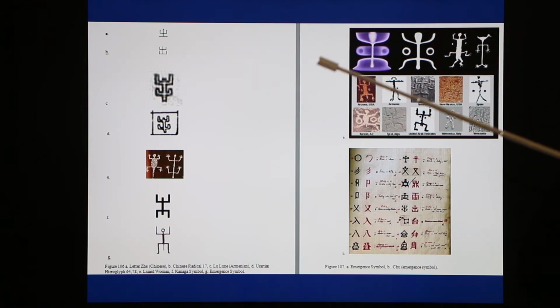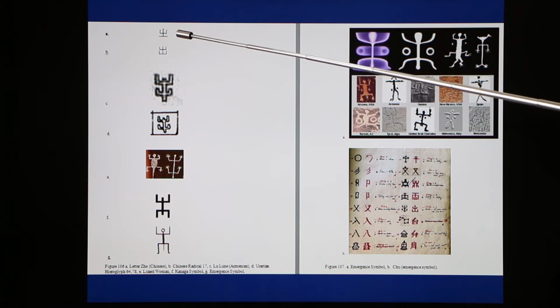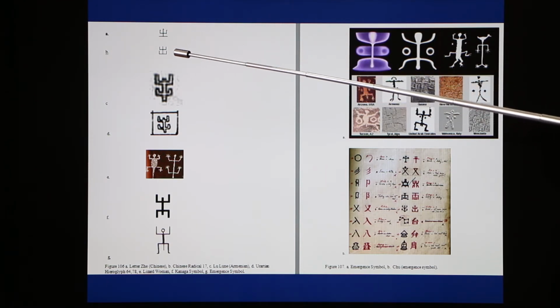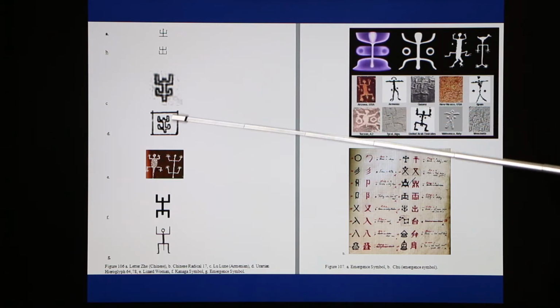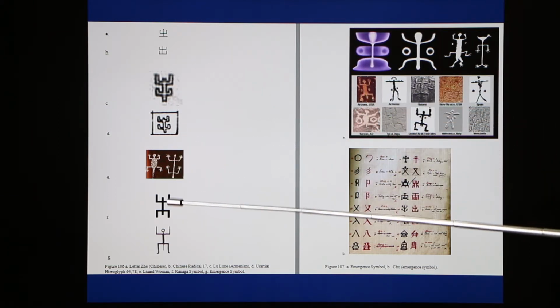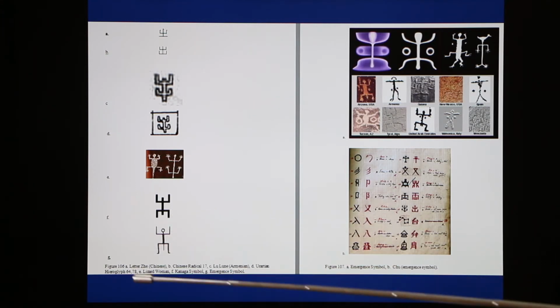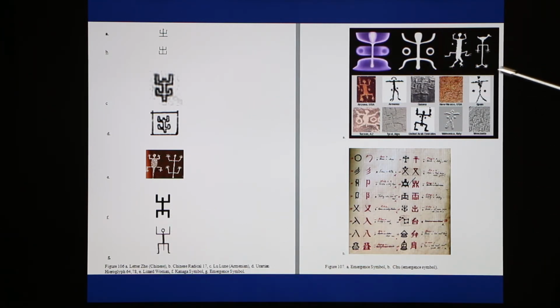Now, the letter 37 in the Old Chinese alphabet is this one. One of the early Chinese signs is this one. Now we have Armenian signs, African signs, and again African symbols. And here around the world, some of the variants.